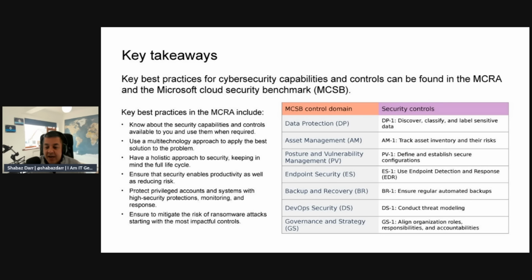So, best practices from the MCRA and Microsoft Cloud Security Benchmark: know about the security capabilities and controls available to you. Use a multi-technology approach if you can. Ensure you include both data plane security controls as well as management plane security controls. Ensure you have controls to protect specific workloads, and use consistent tooling across your cloud providers. Have a holistic approach to security. Ensure that security enables productivity as well as reducing risk. And to mitigate the risk of ransomware attacks, start with the most impactful controls.